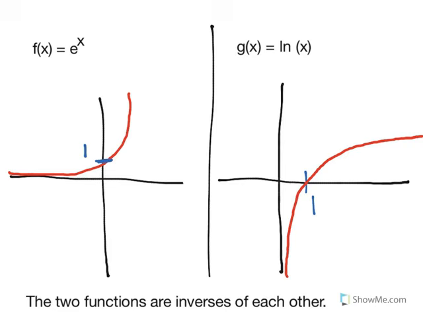The two graphs are inverses of each other. The graph f of x is equal to e to the x, which is the graph on the left, and the inverse of f of x would be g of x, which is natural log x on the right.